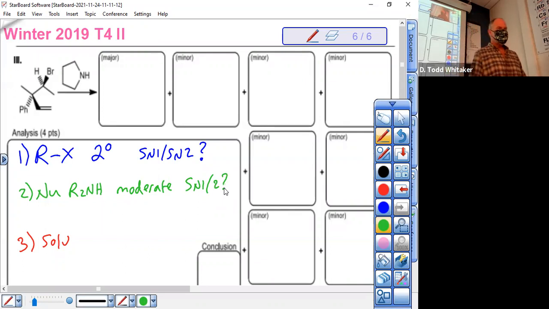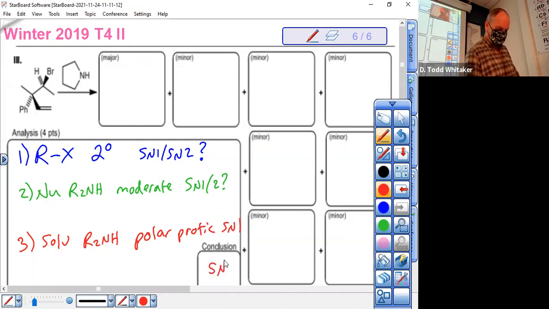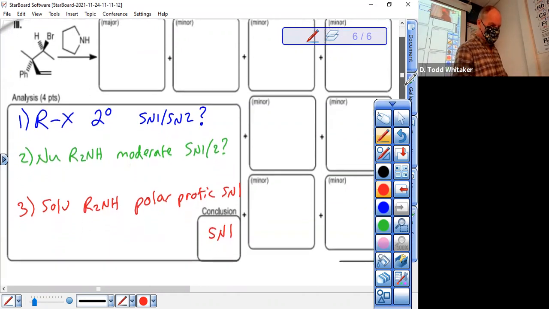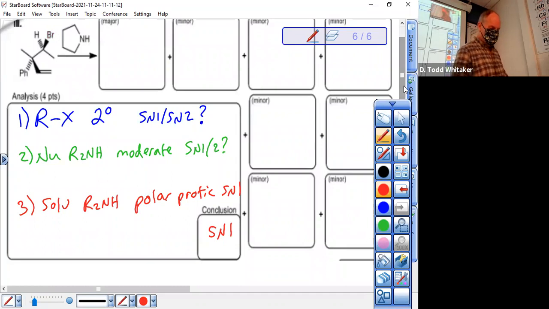Now, interesting things are going to happen after the solvent. R2NH again. It's got H bonded to N. It's protic. All protics are polar too, so polar protic SN1. Our decision maker was our solvent. SN1. What's the first thing you think of with SN1?